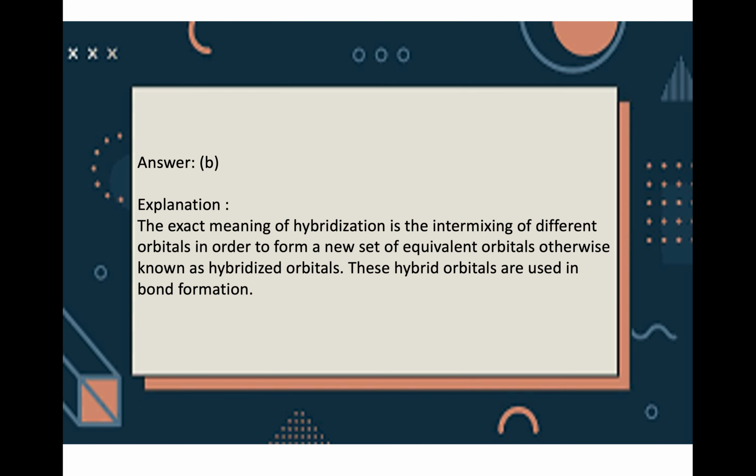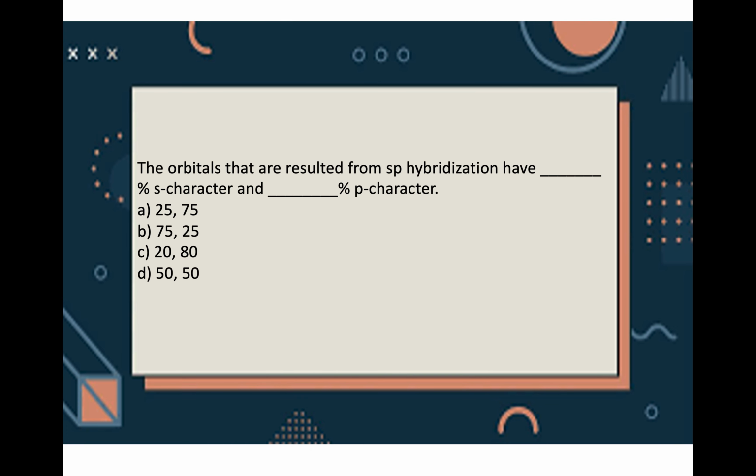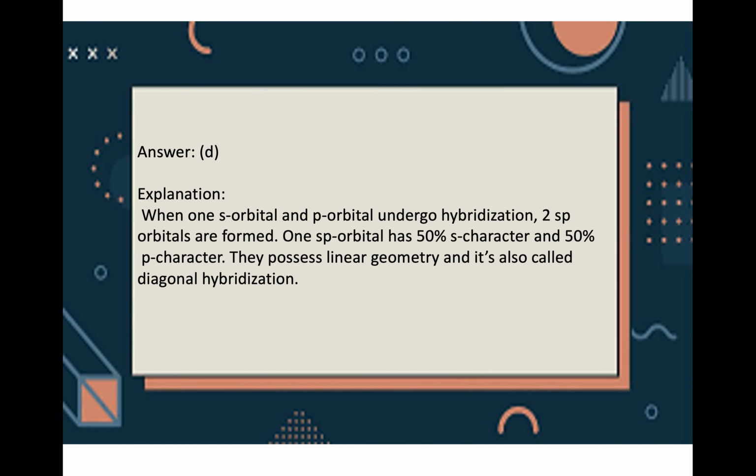Coming to the next question. The orbitals that result from sp hybridization have dash % of s character and dash % of p character. Is it 25-75, 75-25, 20-80 or 50-50? The answer is option D, 50-50, because when one s orbital and one p orbital undergo hybridization, two sp orbitals are formed. One sp orbital has 50% s character and 50% p character. They have a linear geometry, and so it is also called diagonal hybridization.